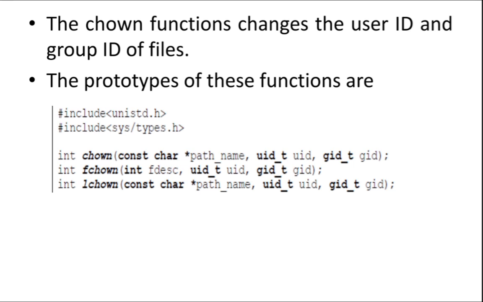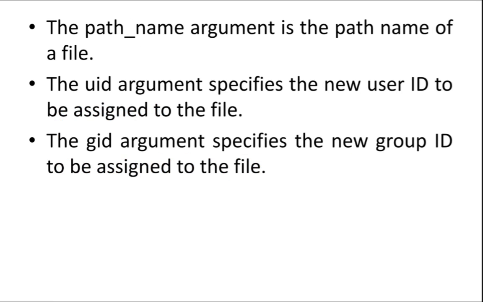So what is lchown? With lchown, you can see here again the first argument is a path name, the second argument is a user ID, and the third argument is the group ID. chown and lchown are one and the same, you can see there. So these functions are used to change the user ID and group ID of a particular file. They are going to change the old values to the new values. If you want to change the old values, you can do that.